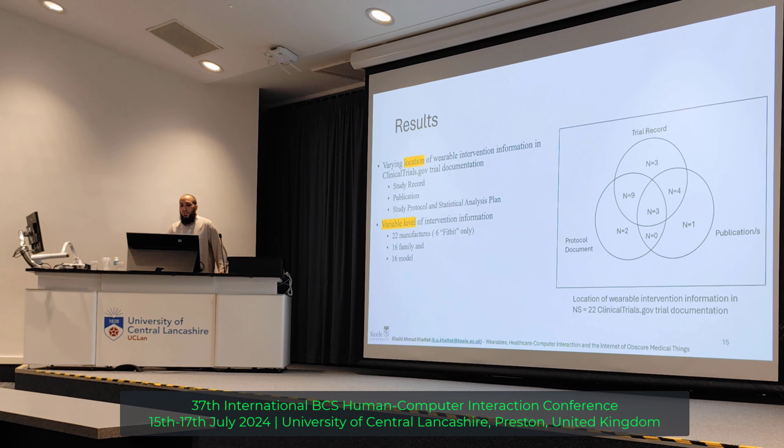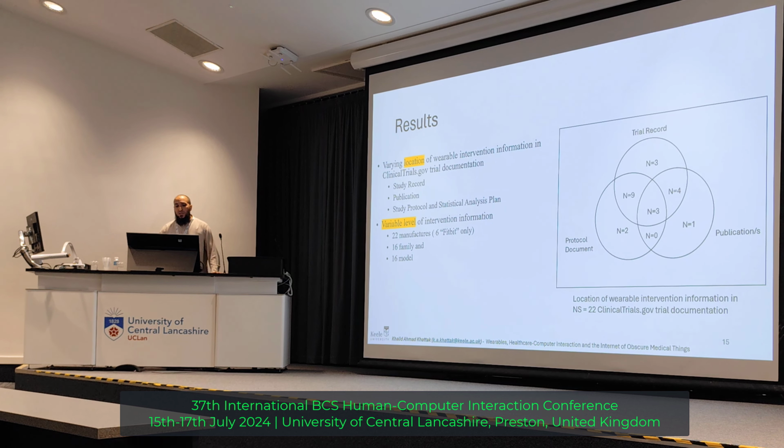What we saw next is that we were going through 3 different kinds of documentation. One was the trial record on the website, and then another linked one called the study protocol and statistical analysis, which we also had to go through to find out whether they mentioned information about the devices. Lastly, we had to go through the publications as well, because some of these studies have been published. So we had to go through all 3 sources of information to decide which studies should be included.